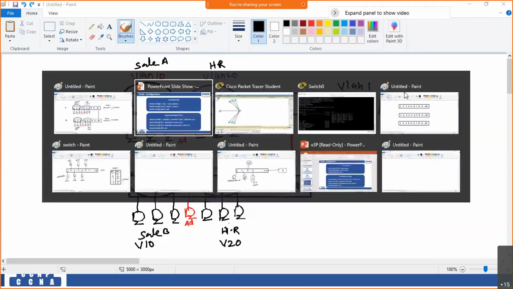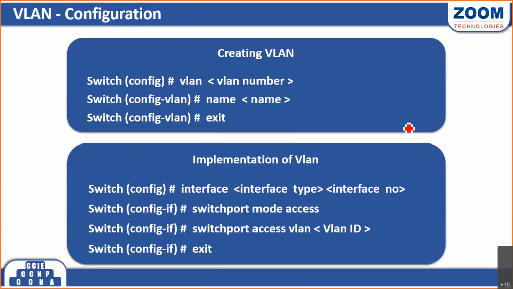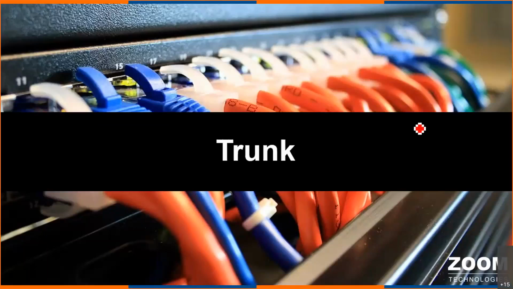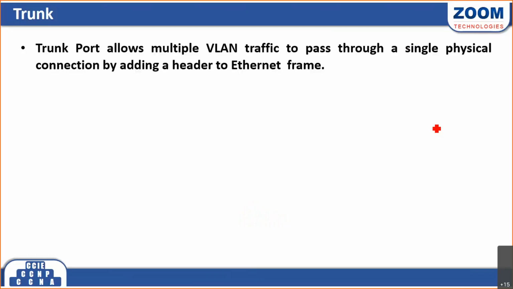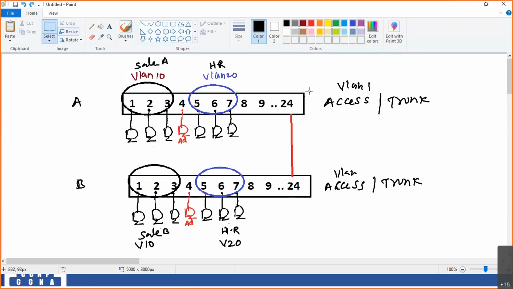Now how exactly does trunk allow multiple VLAN traffic? You can read this point. A trunk port allows multiple VLAN traffic to pass through a single physical connection. How? By adding a header. What do we call this process of adding a header? Encapsulation. Very good. So here we have to discuss trunk encapsulation.